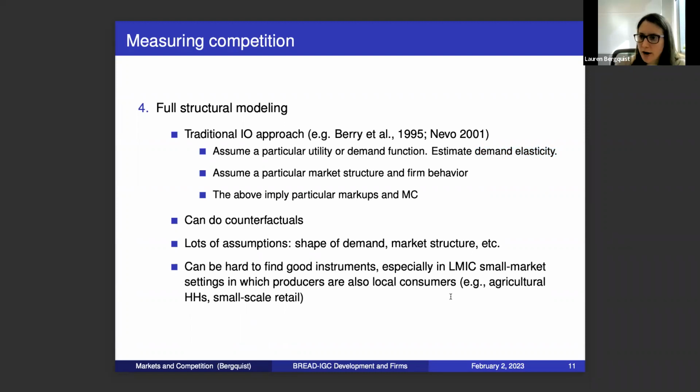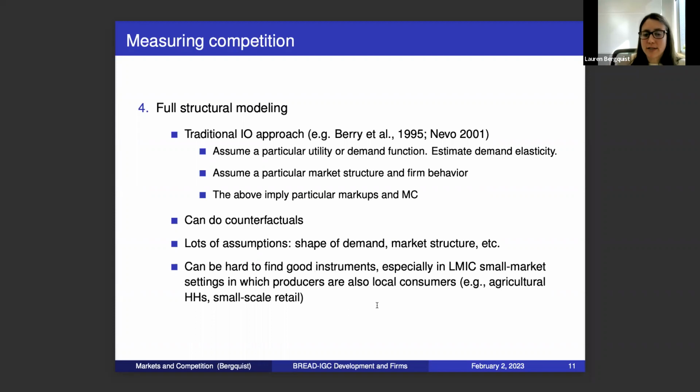So it's not so hard to think about finding shifters of supply. Think, for example, about weather shocks shifting supply of production in different areas. But in a setting in which you've got very small markets and your producers are also your local consumers, of course, as there's weather shocks, you're changing household income, which is going to change demand in a bunch of ways. So actually identifying clean shocks, I think in these smaller markets where you have this overlap between who's a producer and who's a consumer, can be quite challenging.